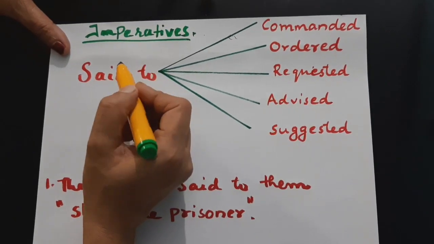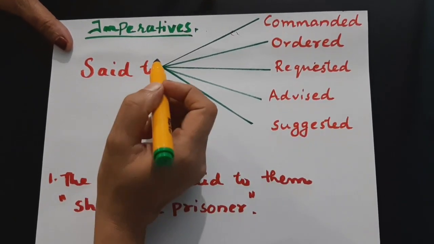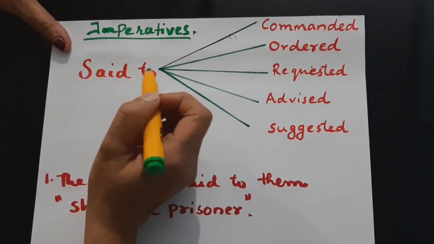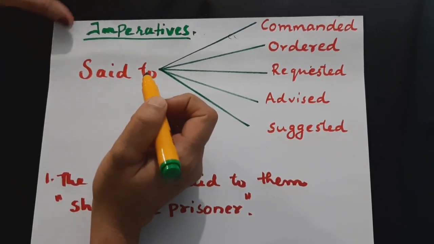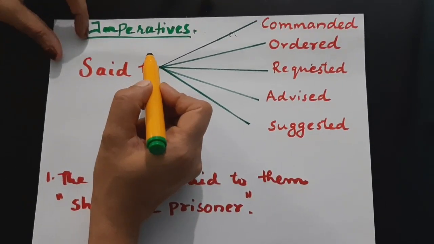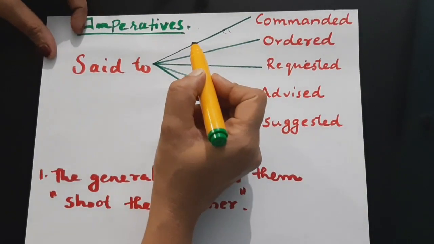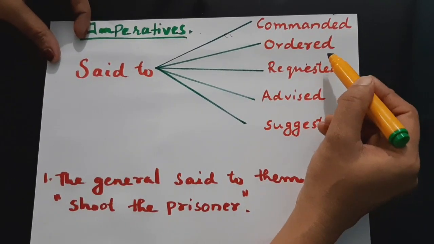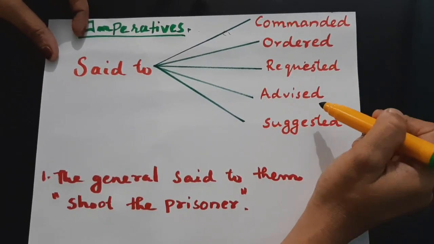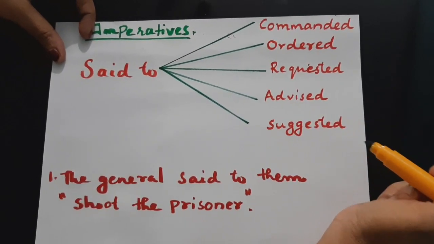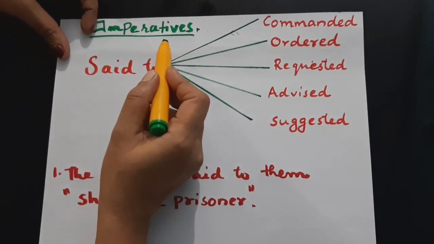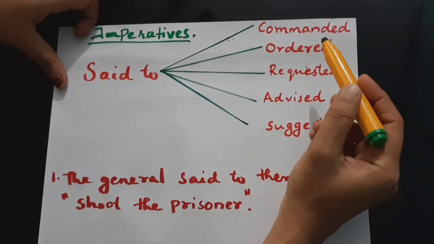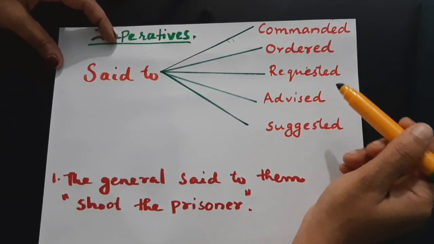Imperative sentence is comparatively the simplest one among all the four types of sentences. First of all, let's know what an imperative sentence is. An imperative sentence is a sentence that conveys a command or an order, a request, an advice or a suggestion. Imperative sentences often convey all these types, as I told you: command, order, request, advice and suggestion.